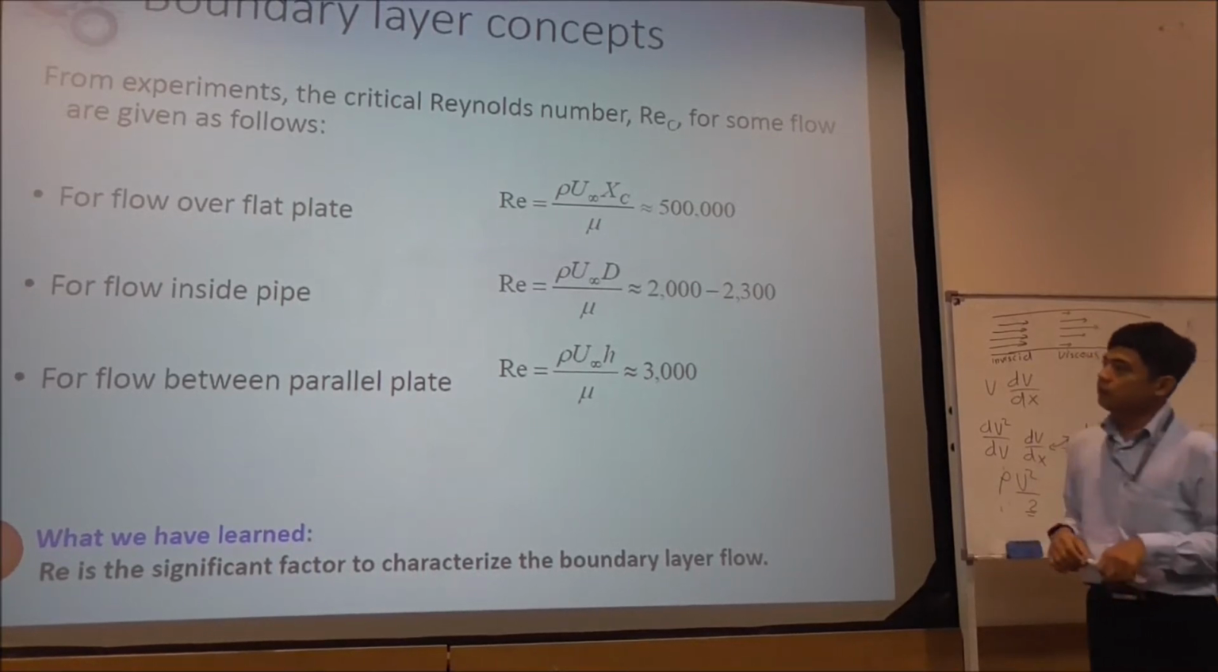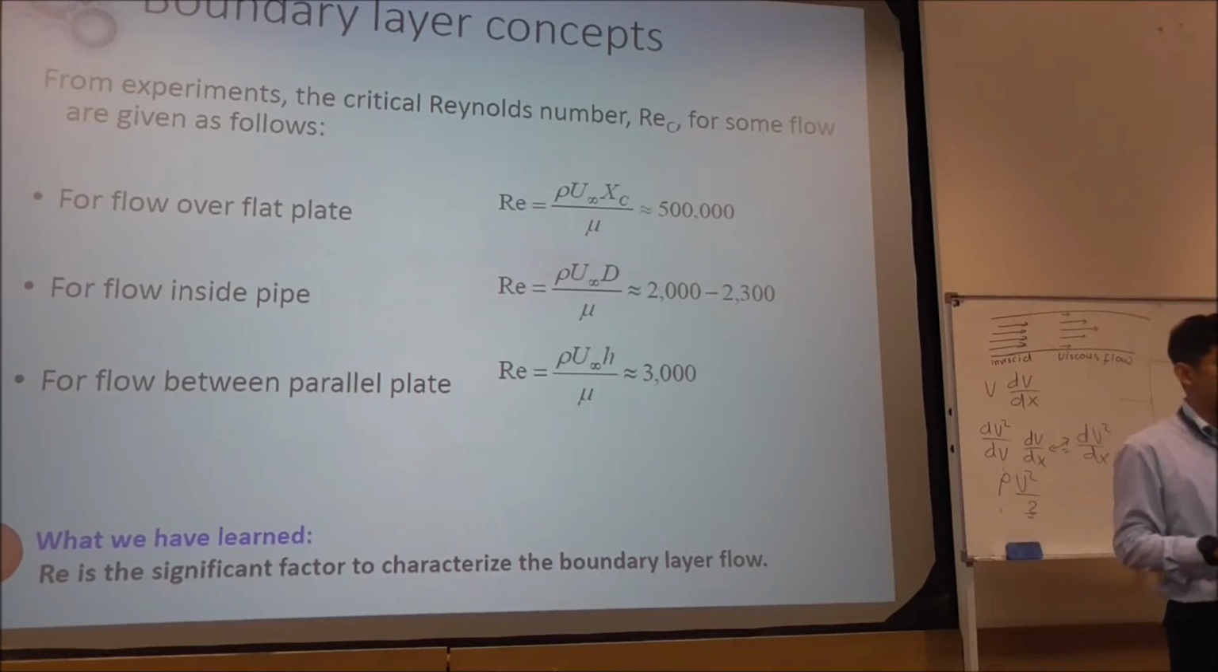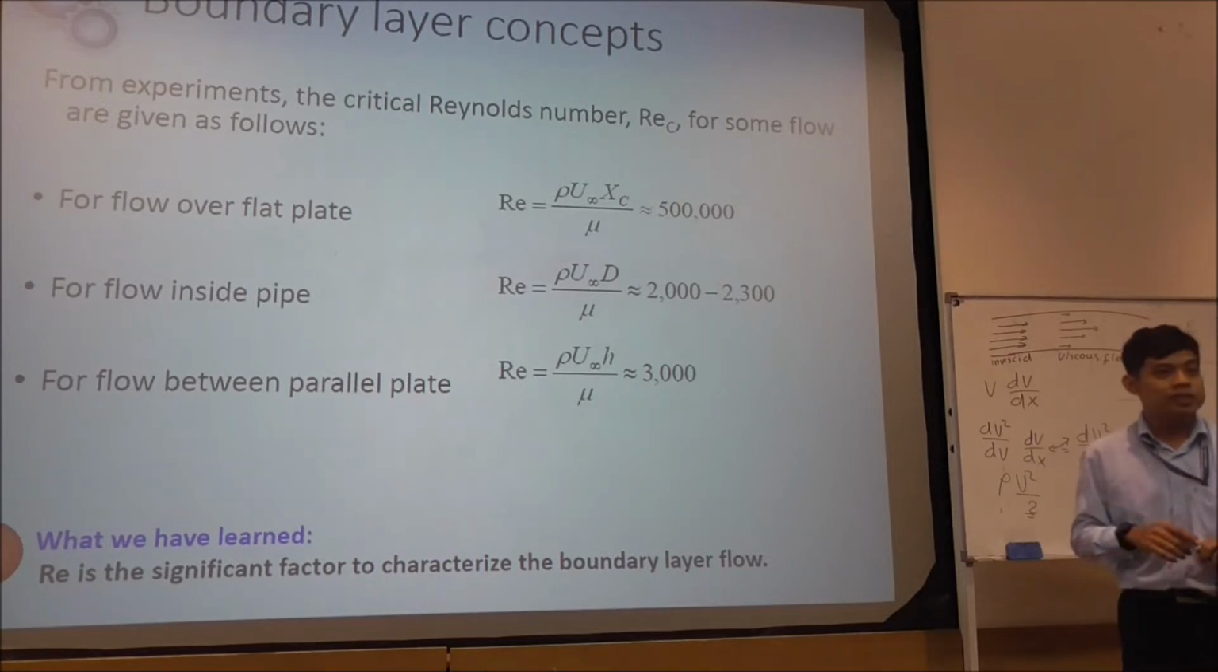For flow over a flat plate, the critical Reynolds number will be 500,000. Remember that. It will not be there in your appendix. So if it is there in your exam paper, you need to remember that the critical Reynolds number for flow over a flat plate is 500,000. For flow over a cylinder, it will be 300,000. And for flow inside a pipe, 2000 to 2300. And for the flow between parallel plates, it is 3000.